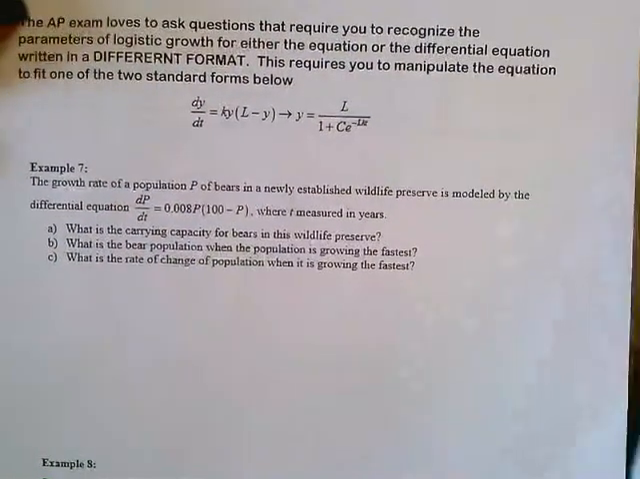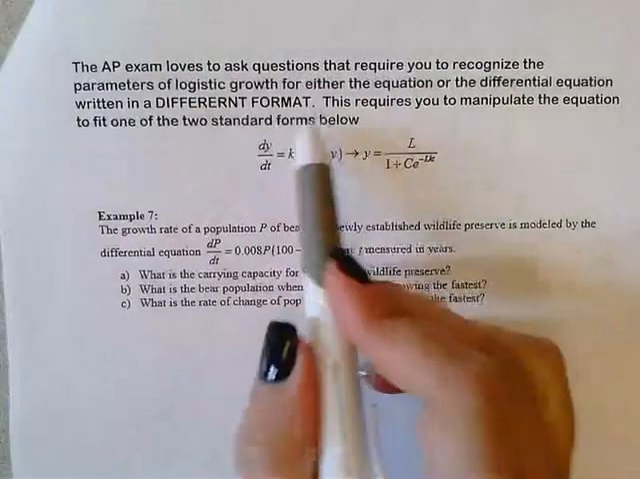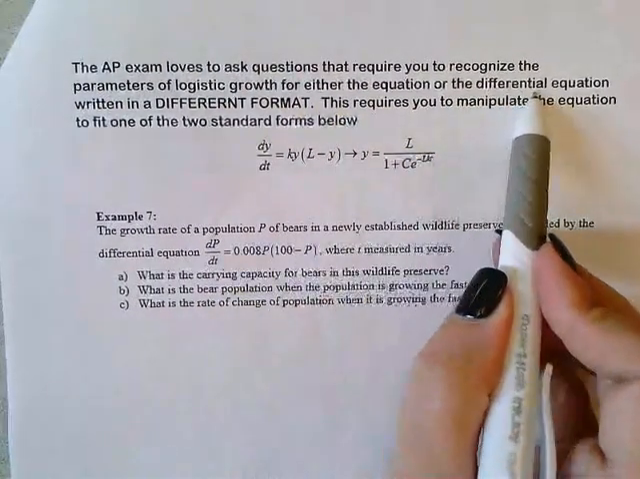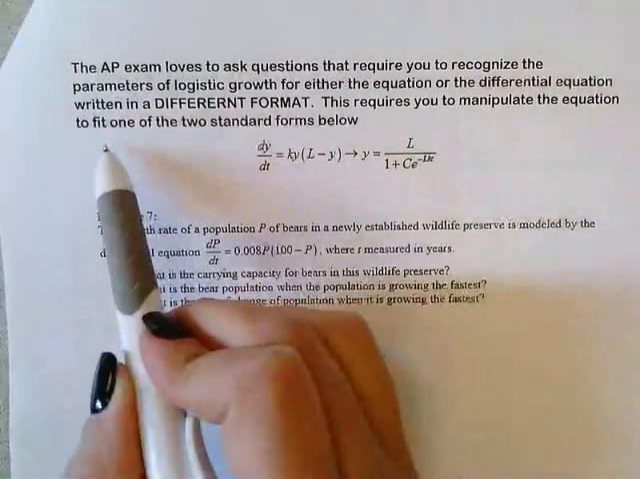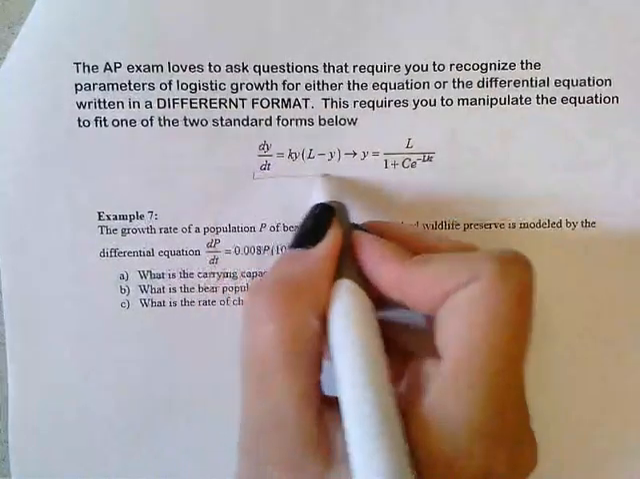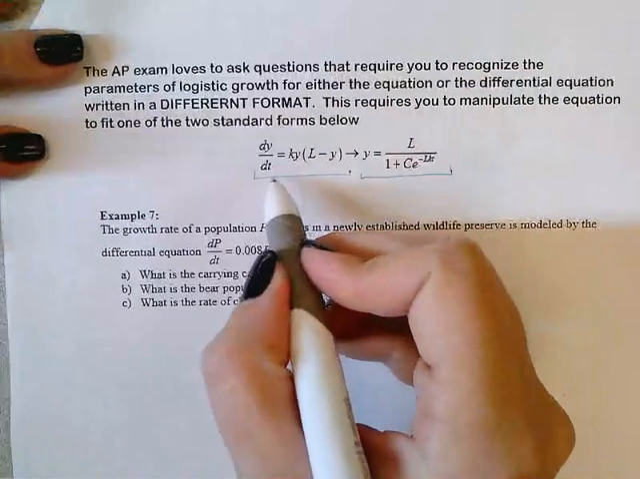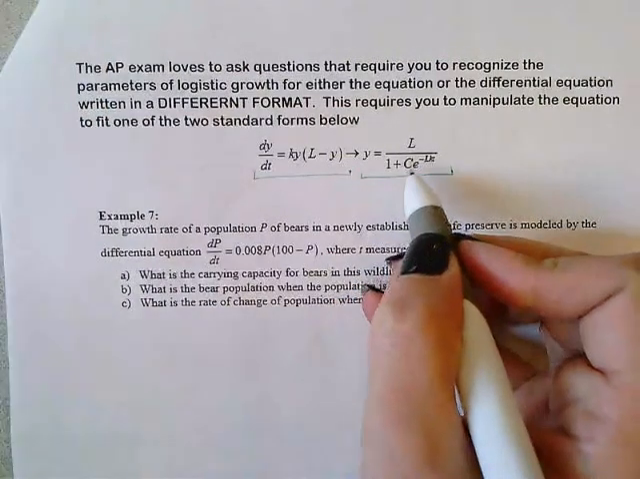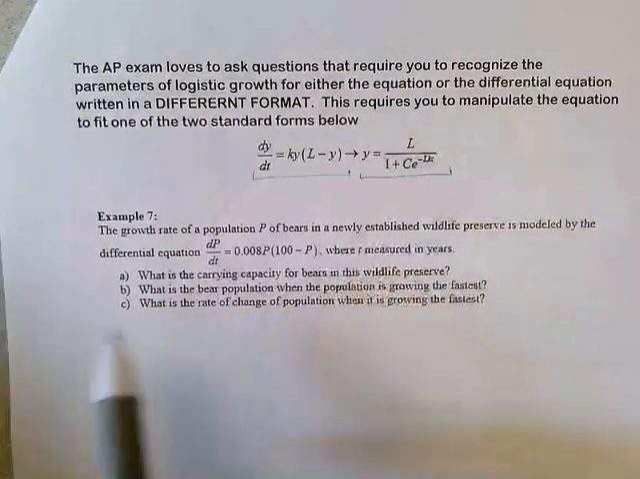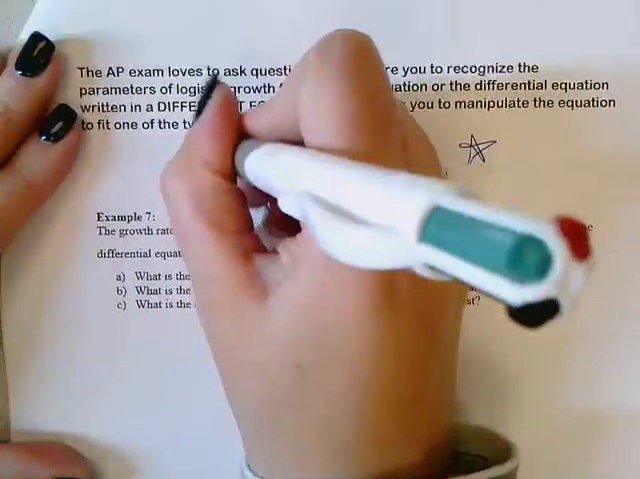Moving on to the next question. The AP exam loves to ask questions that require you to recognize the parameters of a logistic growth problem for either the equation or the differential equation written in different formats. So this requires you to manipulate the equation to fit one of the two standards. Here are our two standards: this is the differential equation, and this is the logistic growth equation. Let's look at the problem that is given to us. Remember that this is something you do have to memorize.